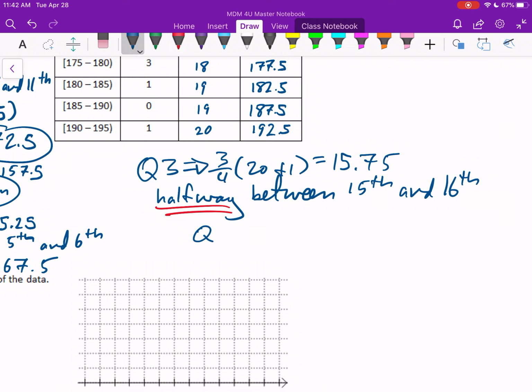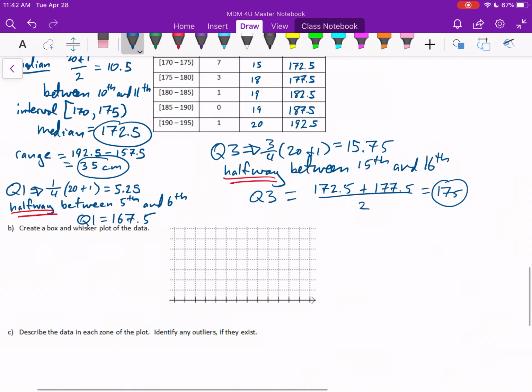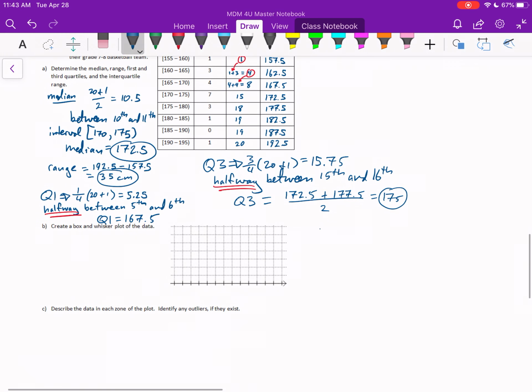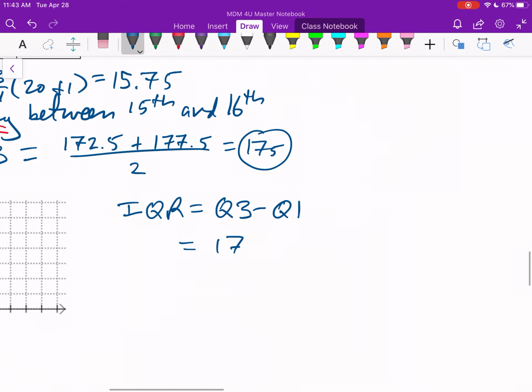So Q3 is going to equal the midpoint from our best guess for 15, 172.5, and our best guess for 16, 177.5, which works out to 175. So that would be our Q3 there. Our interquartile range, once we've got Q3 and Q1, is going to be the difference between them. 175 minus 167.5.